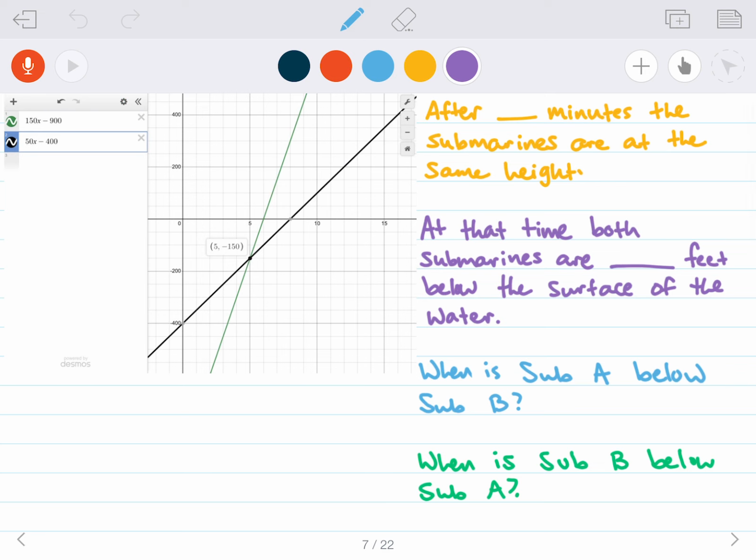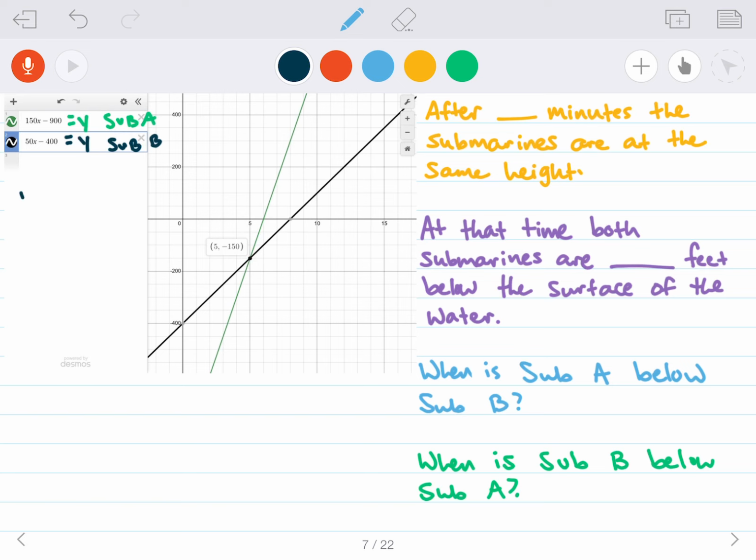So let's take a look at this graphically and answer some questions. So in green, it looks like we have sub A. So I'll just do, this is sub A in green. And in black, we have sub B. Okay. So after how many minutes are the submarines at the same height? Again, there's two different ways to approach this.